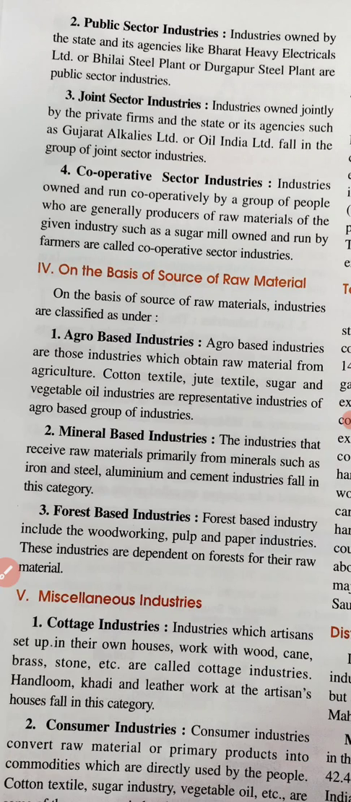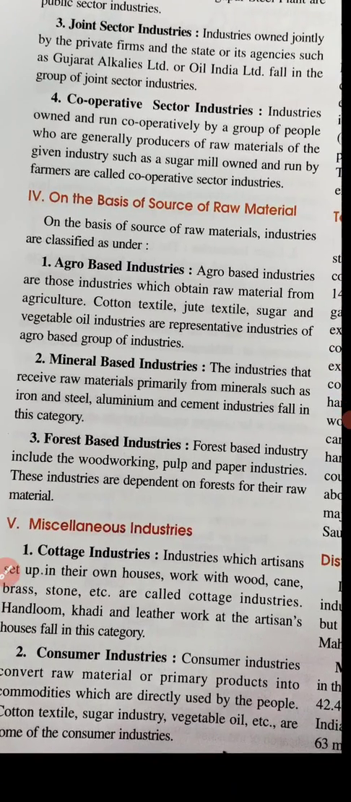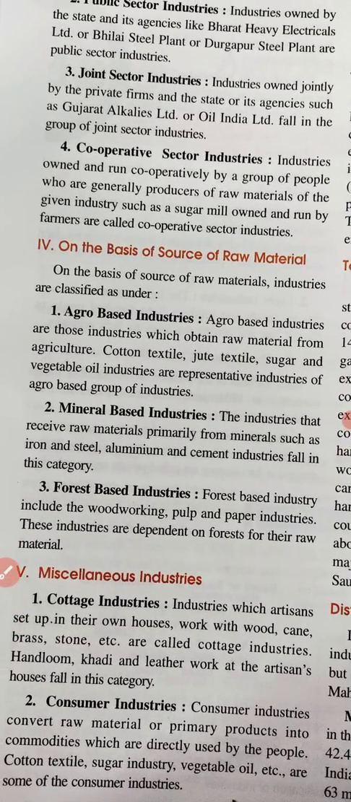Now miscellaneous. Under miscellaneous you can see two types of other industries, that is cottage industry and consumer industry. What is a cottage industry? These industries are set up by artisans, okay, in their own houses. Cottage means a house. Okay, so basically some industries are there which are owned as a heritage by some families and they run their industry as a small home business. Okay, a small home business, so that is called cottage industry, and it can be handloom, it can be khadi, leather work, etc.